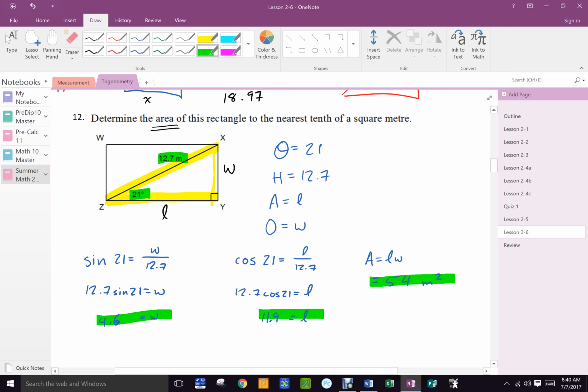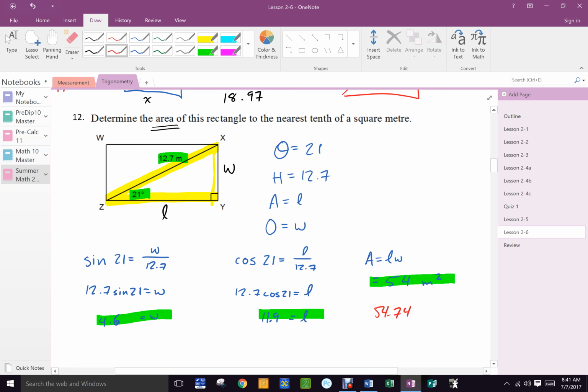Is this answer really 4.6? No, it was 4.55724, blah, blah, blah. Is this answer really 11.9? No, it was 11.85, blah, blah, blah, right? So when you round to 4.6 and 11.9, you actually get 54.74, which you would round up to 55, wouldn't you? But if you use these numbers whole on your calculator, like I told you is better, you get 54.